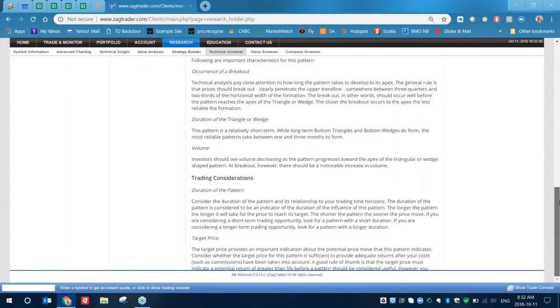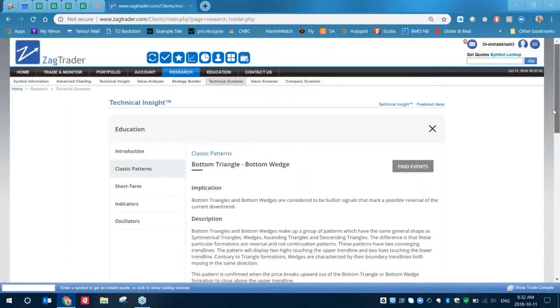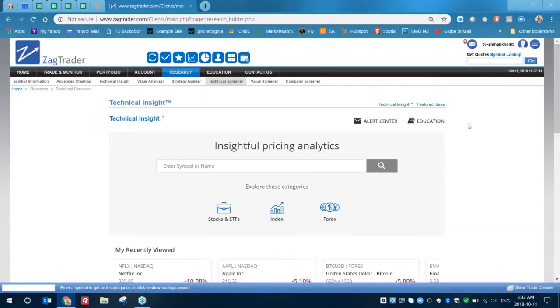So that's a little bit about Technical Insight, which, as I mentioned, has been completely redesigned in the last year. I thought, given the opportunity to speak to you about Recognia, I'd also talk briefly about these other two products that are available to ZagTrader account holders. We have Value Analyzer and Strategy Builder.